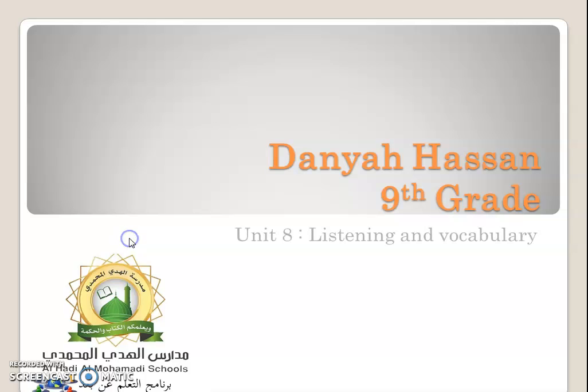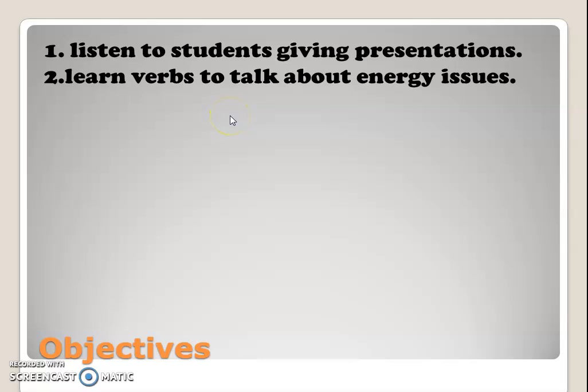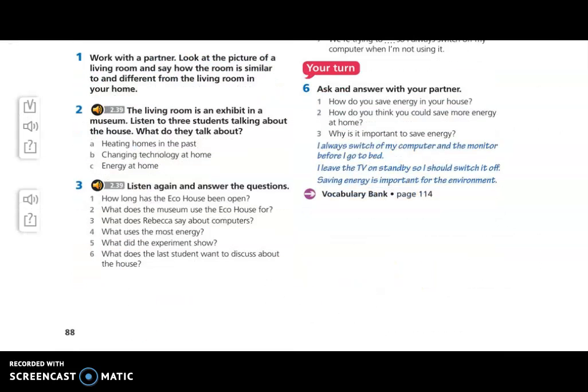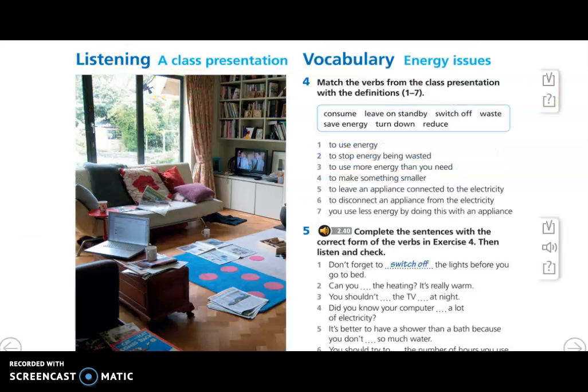In this video we're going to have a listening and vocabulary lesson in your student book page 88 and workbook page 79. Our objectives: number 1, listen to students giving presentations and learn verbs to talk about energy issues. You need to open your student book page 88. The title for our lesson is A Class Presentation.